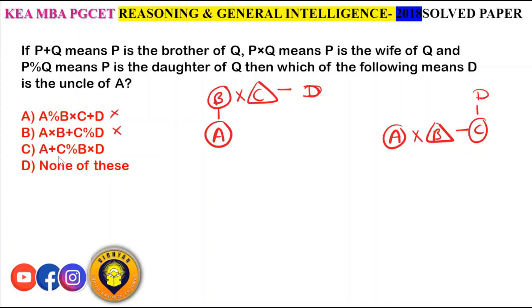Now let us move on to the next option, that is option C. A plus C means A is the brother of C. C percentage D means C is the daughter of D, and B into D means B is the wife of D. Now whether D is the uncle of A? No, even in this case D is not the uncle of A. Here D becomes father of A. So this option is also wrong. So only one thing left here, which is none of these.